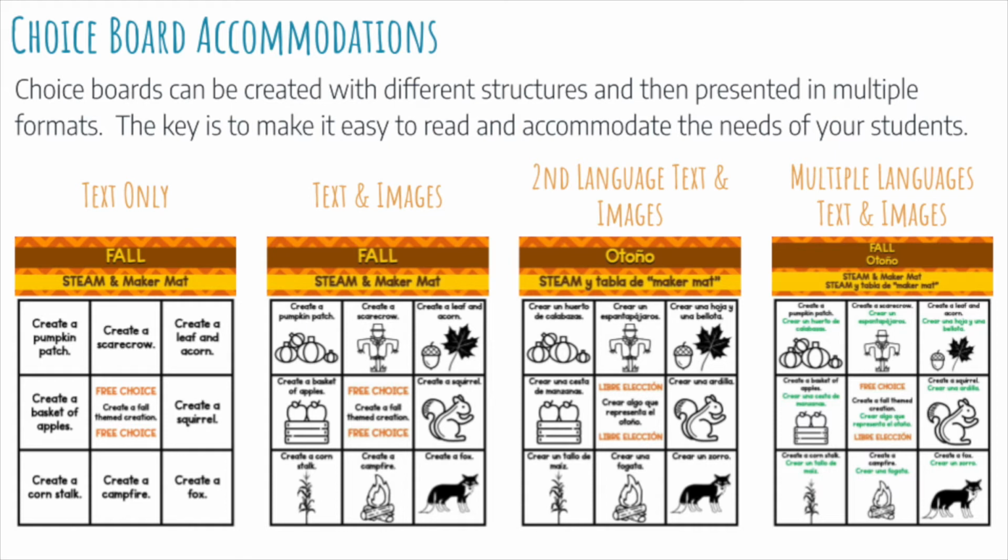This could be something where you do maybe just text only, or you could do text with images, or maybe providing that same choice board in a second language with the text as well as the images, or having a choice board that has multiple languages on one page with the images. And so I just wanted to share this in case you are looking at different ways you can build in some of those accommodations into your creation.